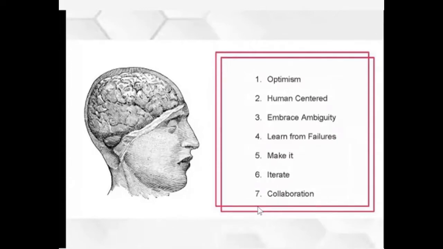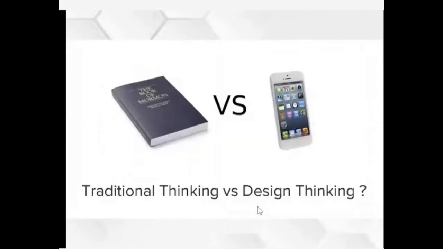We should not be of a mindset that I alone can do everything. You have to collaborate with different people of different mindsets, different cultures, different technical backgrounds, so that you get a refined, elaborated piece of work done. So this should be the mindset of a design thinker. Generally, we always follow traditional thinking. So what is the difference between traditional thinking and design thinking?